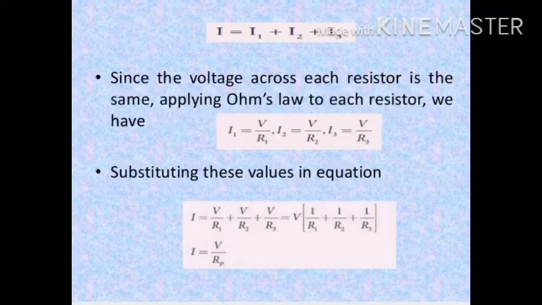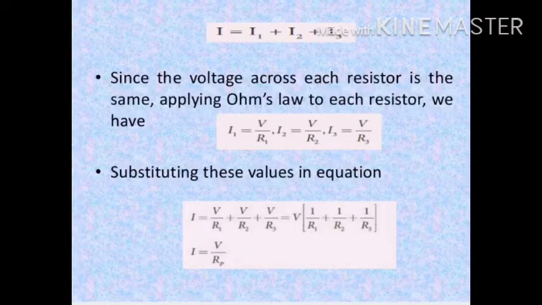Since the voltage across each resistor is the same, applying Ohm's law to each of the resistors we have I1 is equal to V by R1, I2 is equal to V by R2 and I3 is equal to V by R3. Substituting the values in the equation, I is equal to V by R1 plus V by R2 plus V by R3. V is common, which we have taken out. So, I is V into 1 by R1 plus 1 by R2 plus 1 by R3. As per Ohm's law, I is equal to V by R.